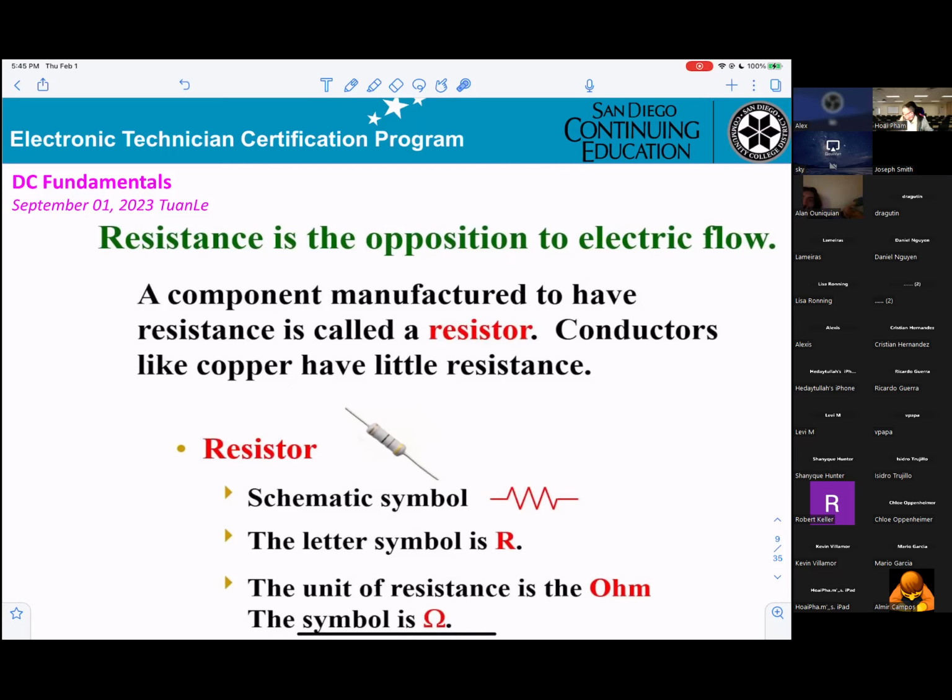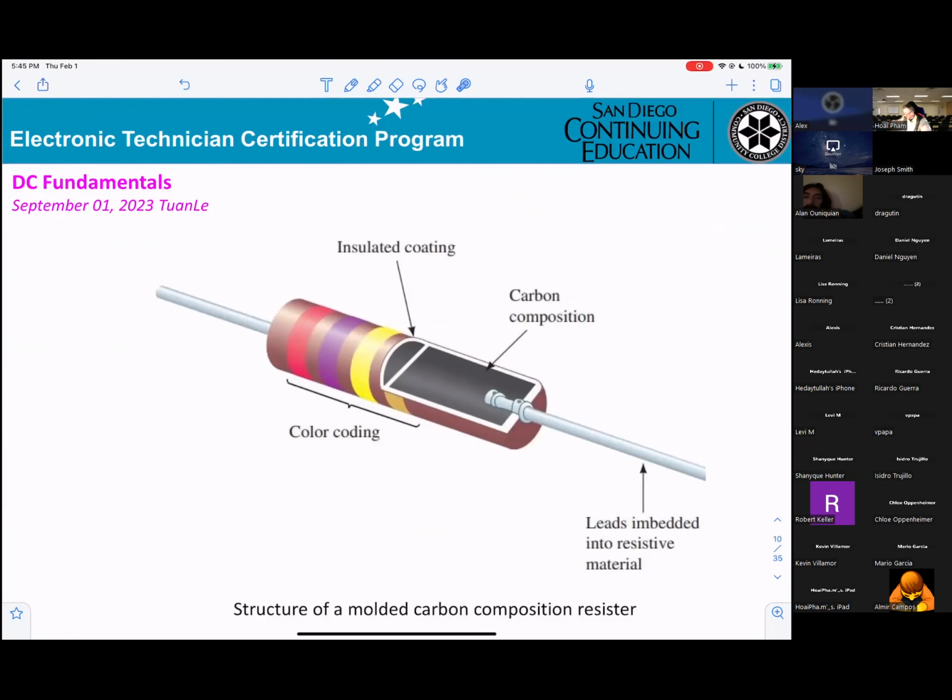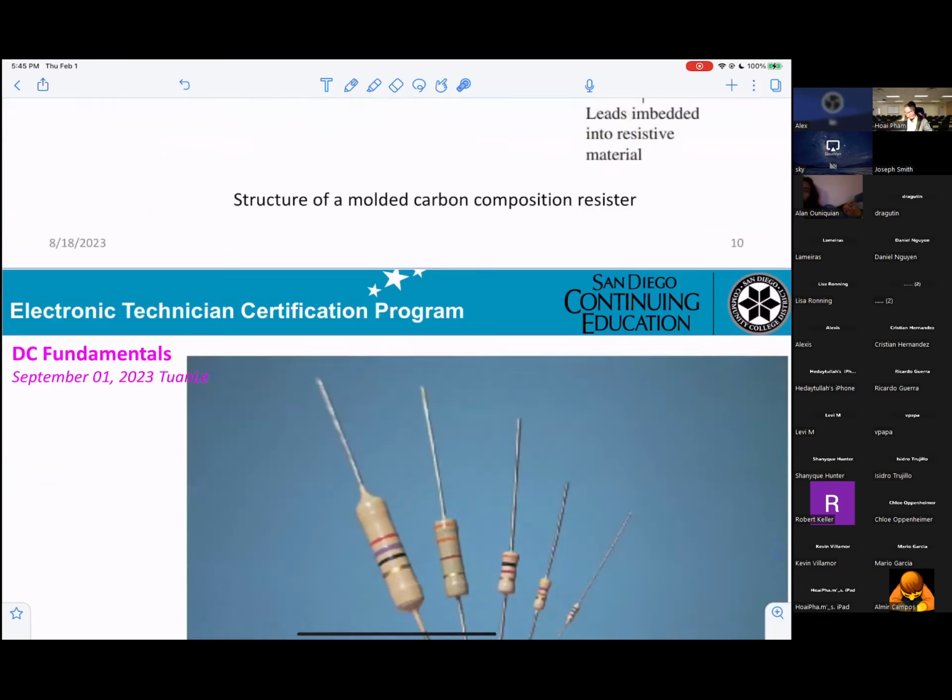So the resistor symbol will look like that one. When you're working in a company, you see this symbol, you know that's resistance. The letter symbol is R. The unit of resistance is ohm. And they can use this symbol either way. This is just a little detail about the resistor. We don't care about that.